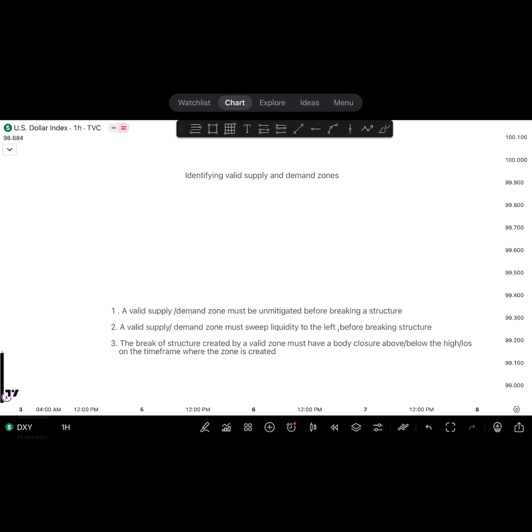A supply zone is a zone where selling pressure overwhelms buying pressure, causing a quick drop in price. And the opposite is true for demand zones, where buying pressure overwhelms the selling pressure, causing a quick sharp rise in price. So let me draw a quick schematic of what a supply zone can look like.